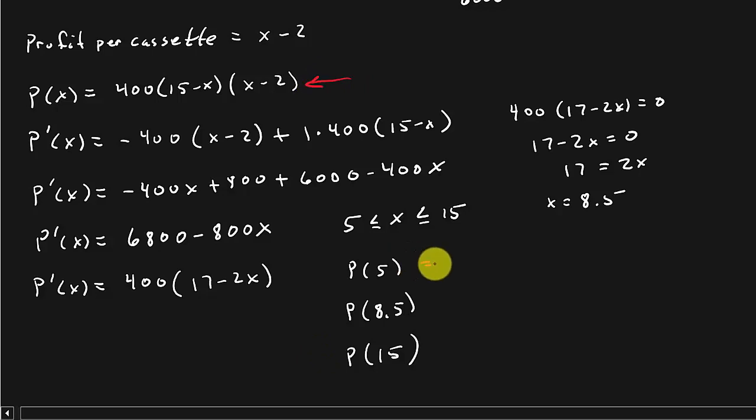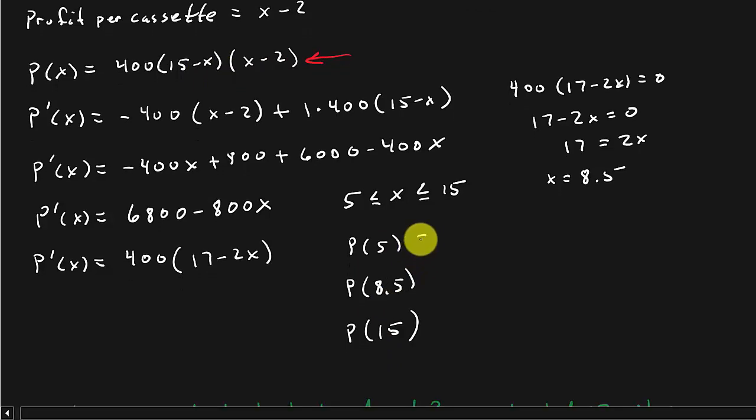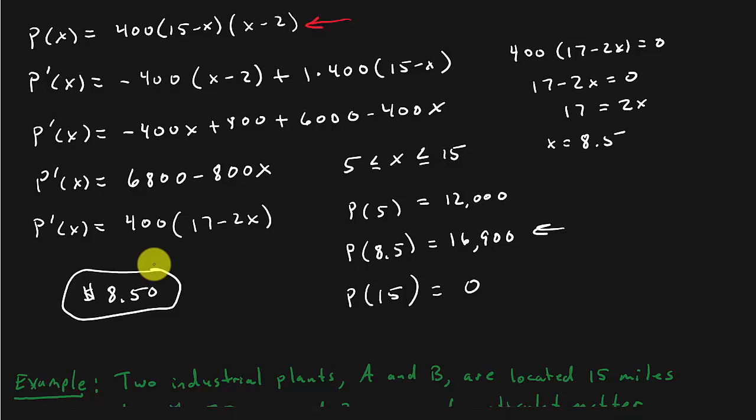And so by doing that, I'm not going to show all the work with that. You can replace each of those x values with those numbers and throw it in your calculator. This gives you 12,000. This gives you 16,900, and this gives you 0. And so you can see there's your maximum profit. And so that would be at $8.50. That's what you would have to sell them for to get your maximum profit.